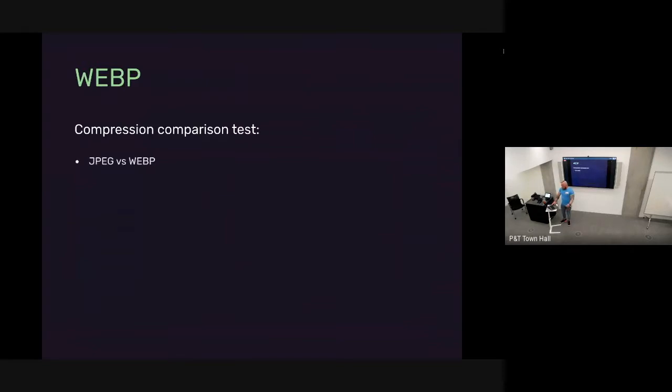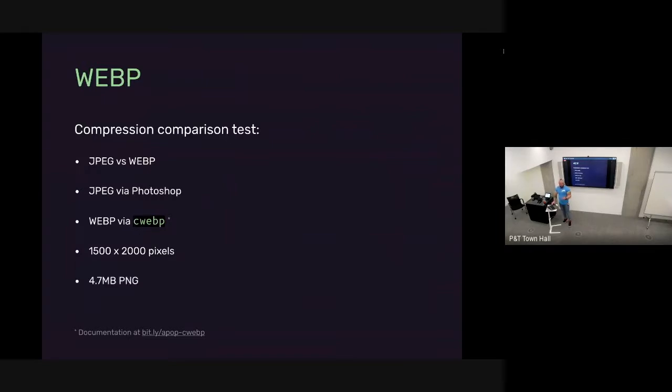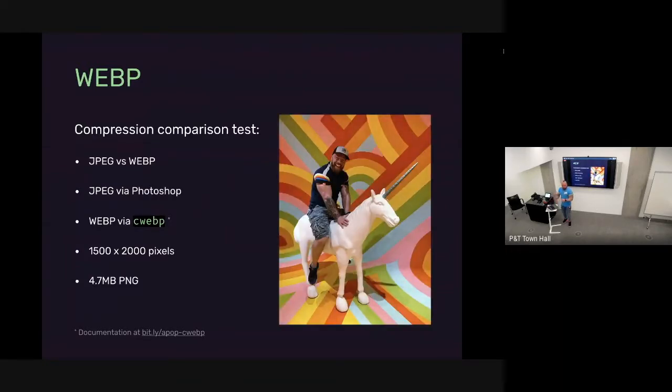and just do a quick comparison test in terms of compression versus JPEG, which is the most ubiquitous image format on the web at the minute. So compressing the JPEG with Photoshop. WebP, we're going to do it via the CLI, the cwebp tool created by Google, which you can download. Links are all in the slides, and I'm going to give you the link to the slides afterwards as well. We're just using a 1500 by 2000 pixel image here as a test, and it starts off as a 4.7 megabyte PNG, which is ridiculous. And it's me. It's very meta because it's a unicorn on a unicorn.